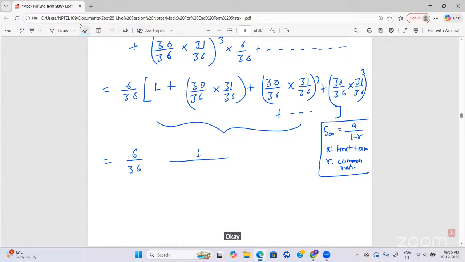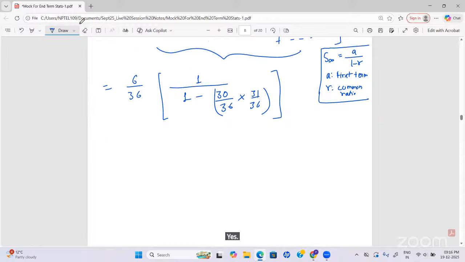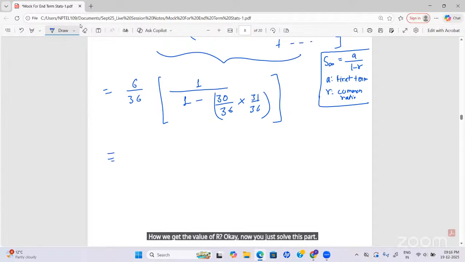What is r here? It is 30 upon 36 into 31 by 36. This is the r here, the common ratio. Is this clear to everyone? How we get the value of r? Now you just solve this part and you will get the final answer.